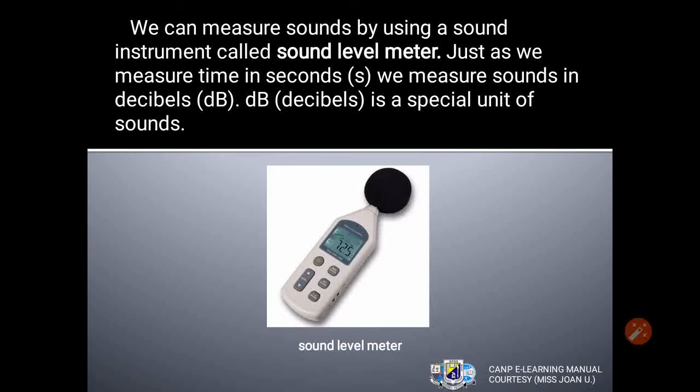We have said that sound is produced whenever there is a movement or vibration. This sound that is produced, we can actually know how loud or how soft it is. We can know the exact value. And we measure sounds by using a device called a sound level meter. Say it with me, sound level meter. Just as we measure time in seconds, we also measure sounds in decibels.